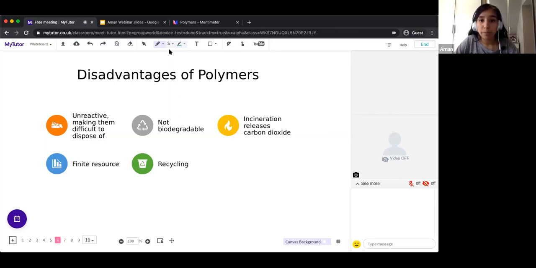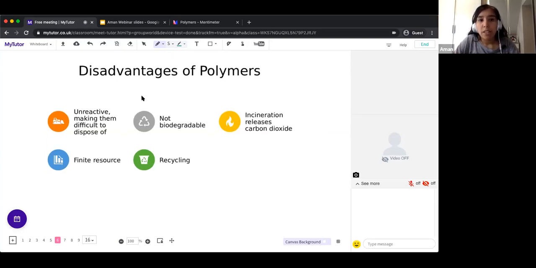Well done. Is incineration the same as combustion? So almost. Incineration is actually burning. Combustion is just reacting with oxygen in a burning type reaction. So you don't need to know the combustion reactions of polymers. Incineration essentially means setting it on fire and burning it.